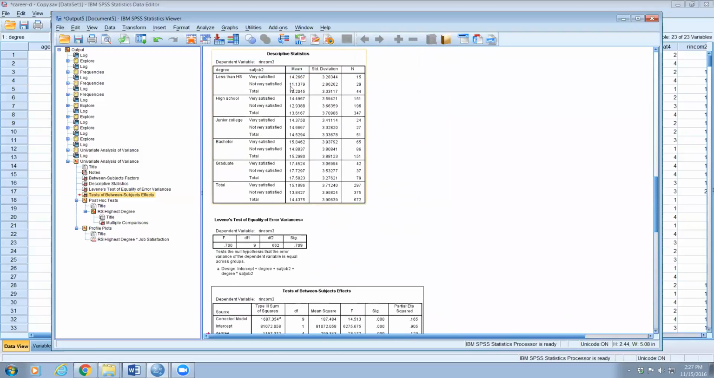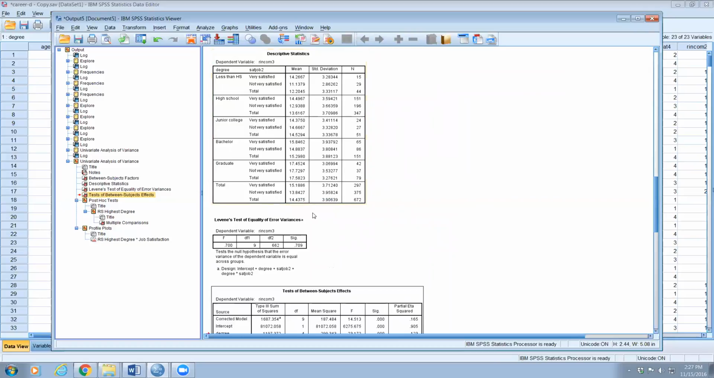Here it does give us the mean, but if you see here, it also tells you the people who are very satisfied have always higher mean than not very satisfied. So here they're more or less equal, but on an average, if you see, people who are very satisfied tend to have more income than the people who are not very satisfied. This is the mean income.